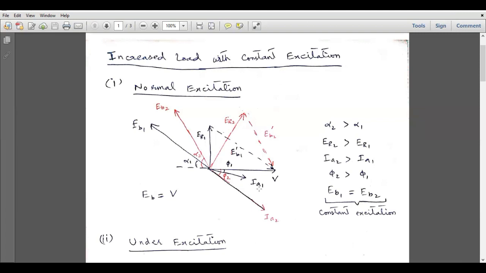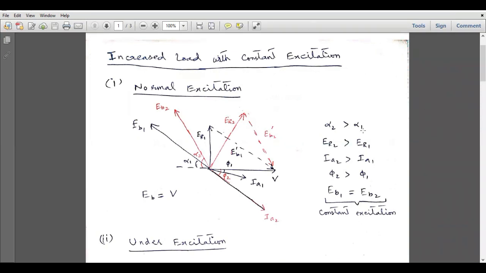Now the IA1 and IA2 vectors will be lying at almost 90 degrees with the ER1 and ER2 vectors respectively. When the magnitude of ER1 is small, the magnitude of IA1 will also be small, and when the magnitude of ER2 is large, the magnitude of IA2 will also be large. So these are the new angles. This angle is phi 1 and this angle is phi 2. This is how the quantities change their phases and their magnitudes whenever we change the load.